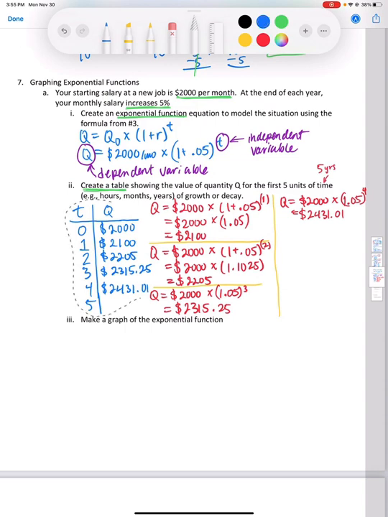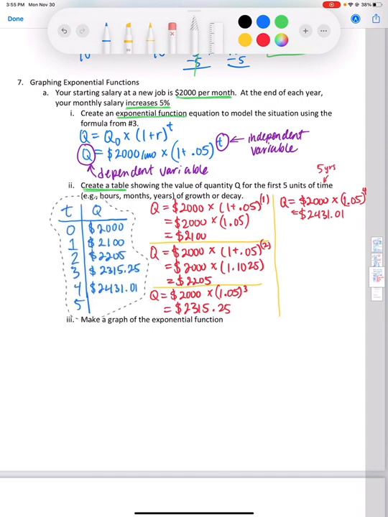Okay, move our table over just a tad. And then at year 5 here, our last one, the quantity is going to equal $2,000 times 1.05 to the 5th power. Which we do, and we get $2,552.56.